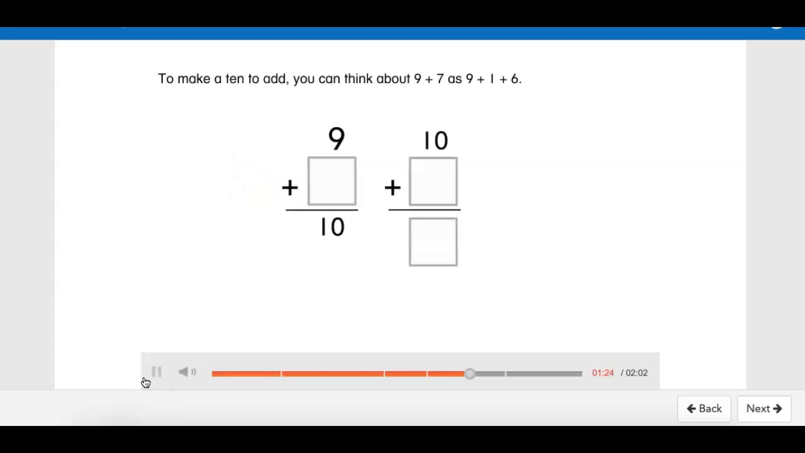To make a 10 to add, you can think about 9 plus 7 as 9 plus 1 plus 6. How do you know that 9 plus 7 is equal to 9 plus 1 plus 6?